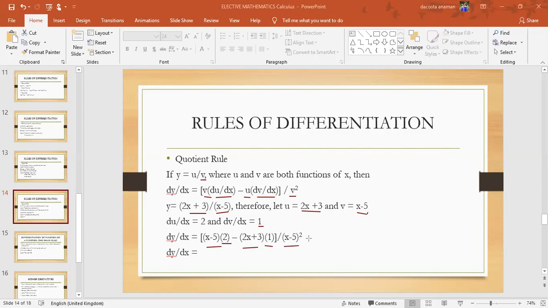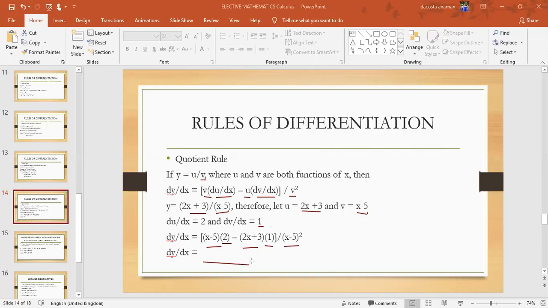Is that okay? After this, everything is an algebraic expression. The answer for the algebraic expression is too long. That's why I didn't include it. But you can solve it yourself and get the answer. Is that okay? So that's how you do it for the quotient rule.